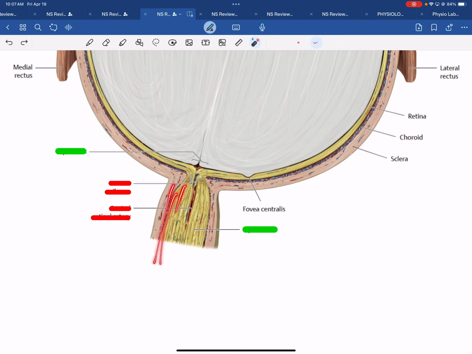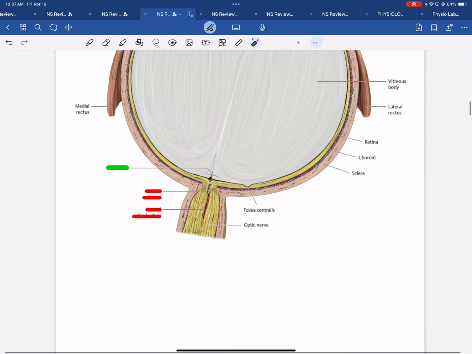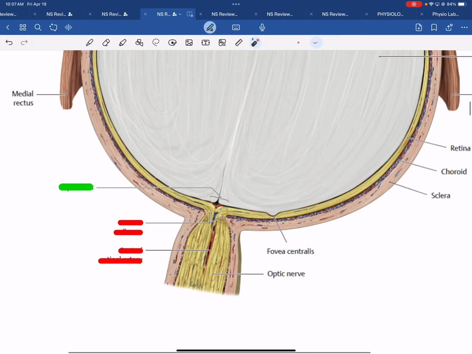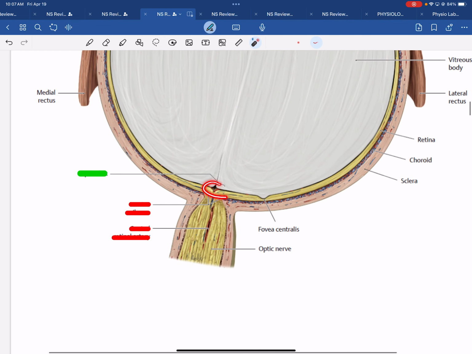Which nerve is this? Optic. Good. Which number? 2. Good. Function? Vision. Good. Produces vision. Transmits visual information. Good. And then what is this?